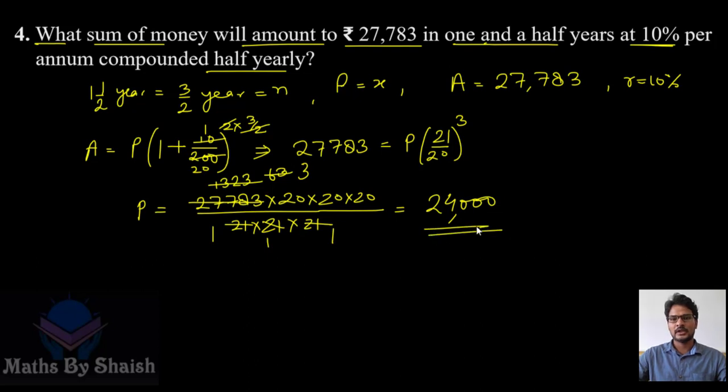That has to be the initial amount, which is going to amount to 27,783 in 1.5 years at 10%.